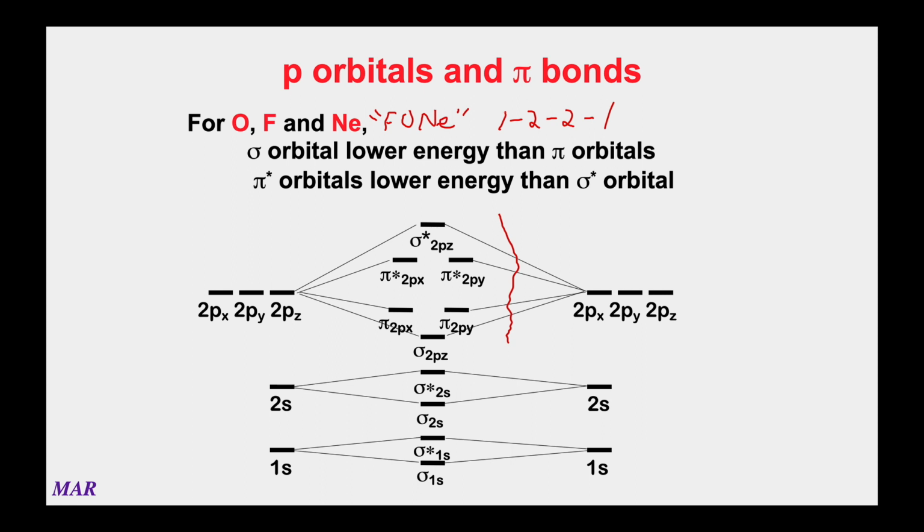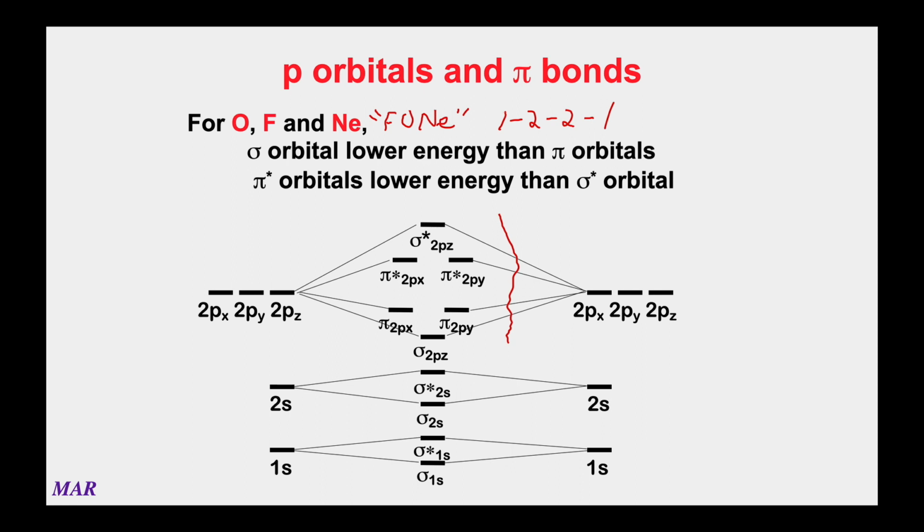If you look at this part here to the left of the line I've drawn, the sigma 2p is now lower than the 2 pi 2p's. In the last picture, the pi's were lower than the sigma, so it was the 2 pi's followed by the 1 sigma, then the 2 pi star, and the 1 sigma star. That's why it was the 2-1-2-1. This one is a 1-2-2-1. The sigma is first, the 1 sigma, followed by the 2 pi's, then the 2 pi stars, then the 1 sigma star.